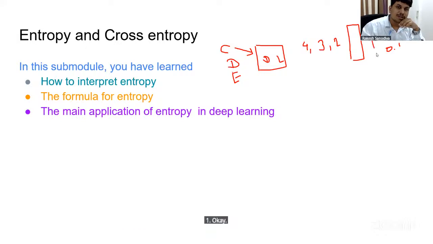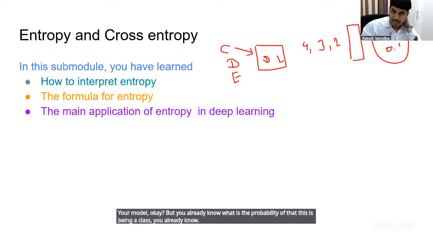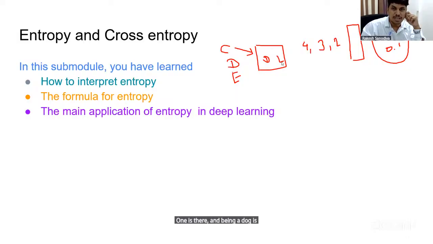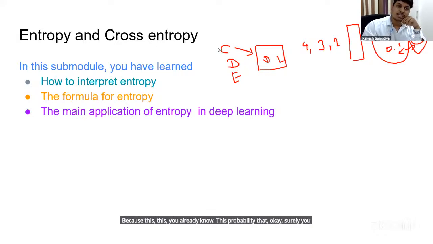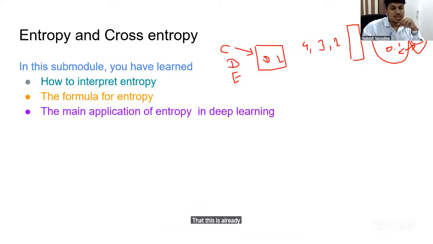Okay, so these probabilities are predicted by what? Your model. But you already know the probability of this being a class. The original label is 1 for cat, and being a dog is 0, and being an elephant is 0. So now you can perform cross entropy between these, because you already know this is labeled information that the image passed is already a cat. That's why one probability you have given.